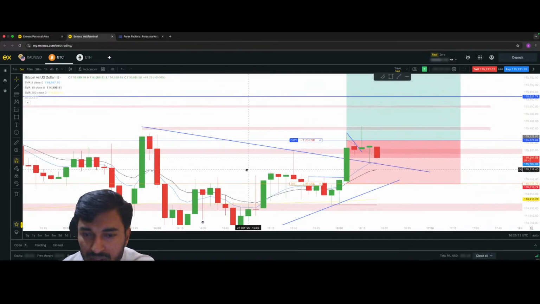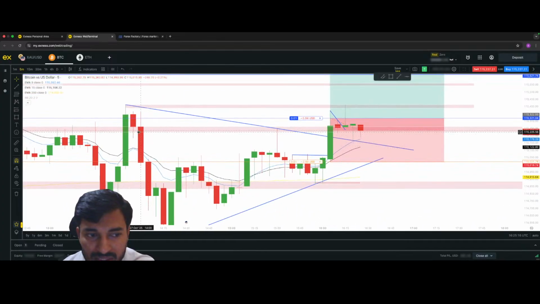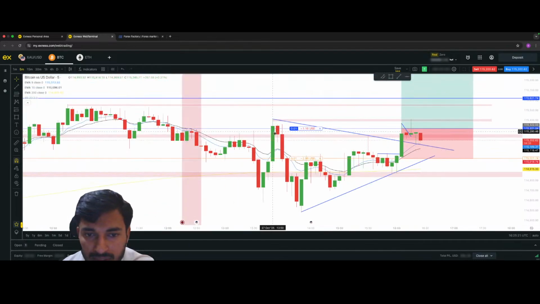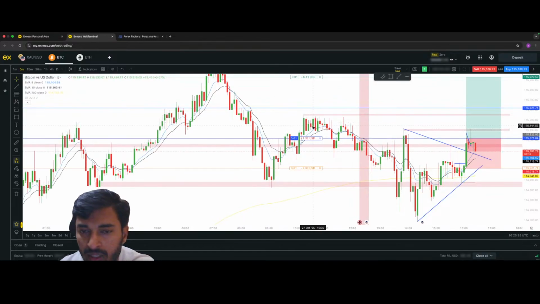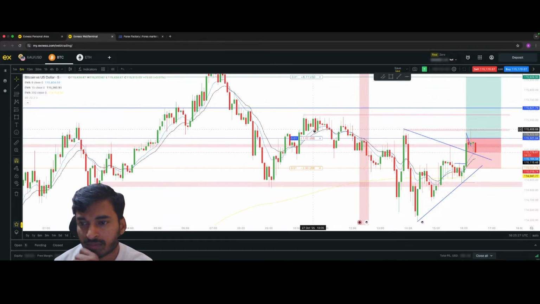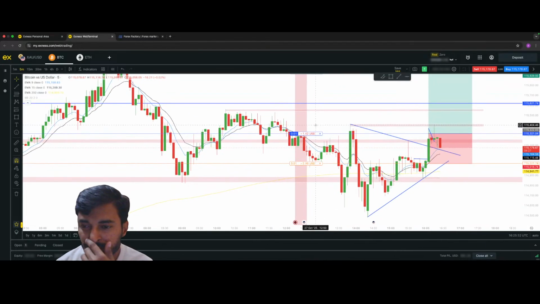Overall it is in a bullish trend. Because of this resistance, it is falling. You can see from here, it has fallen down. From here you can see this, it has fallen down. Previously also it fell from here, not aggressively. From here it has fallen aggressively. So that is why now it is taking some resistance over here.